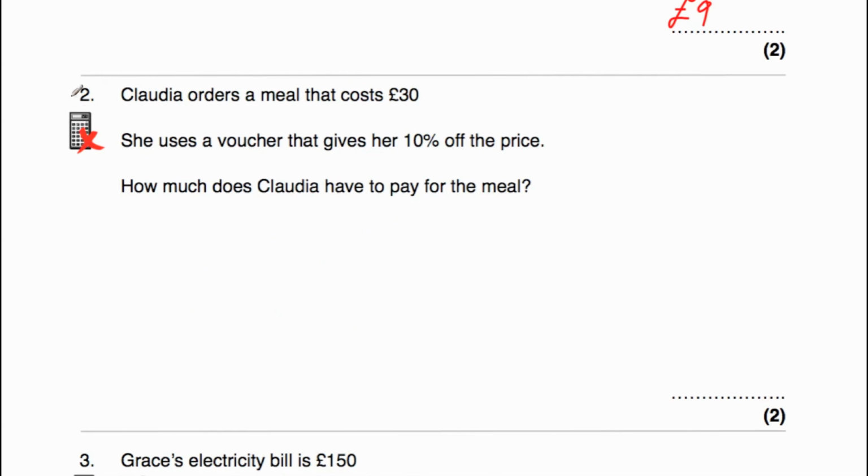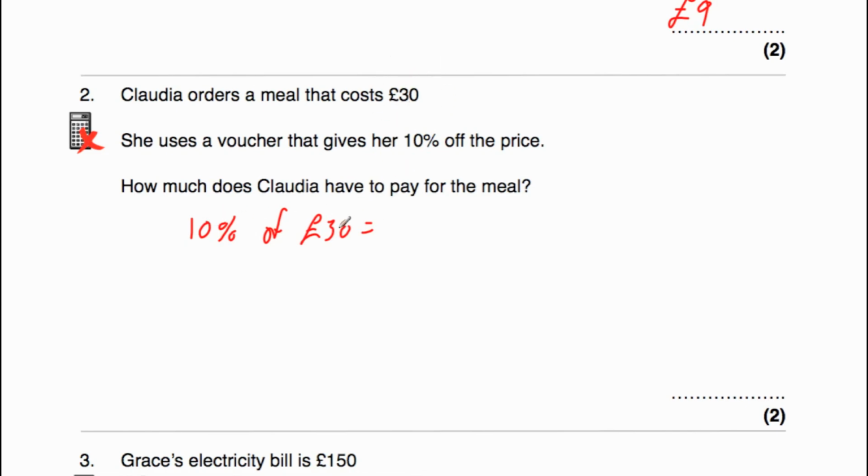Okay, let's have a look at question number 2. Question number 2 says, Claudia orders a meal that costs £30 and she's got a voucher that gives her 10% off the price. How much does Claudia have to pay for the meal? So the meal costs £30. If we work out what 10% of £30 is, then we can take that away from the normal price to see what she has to pay.